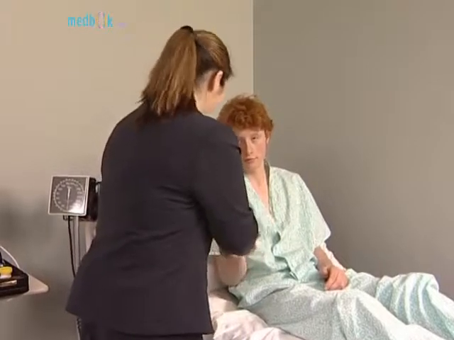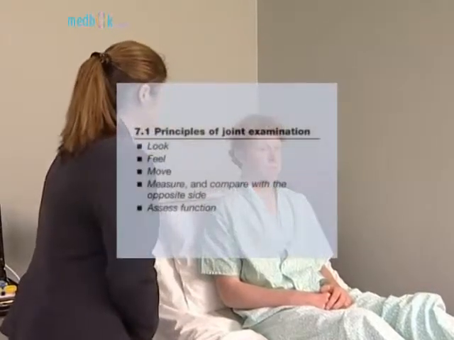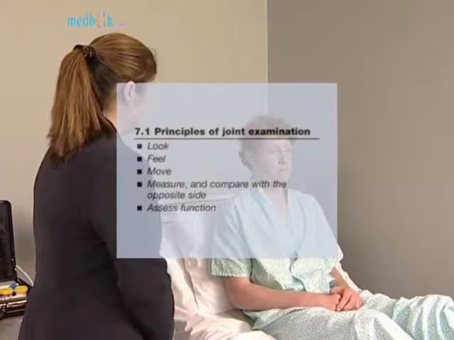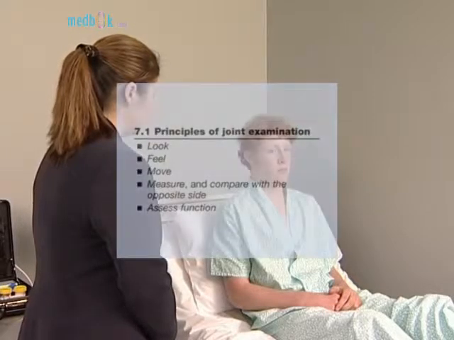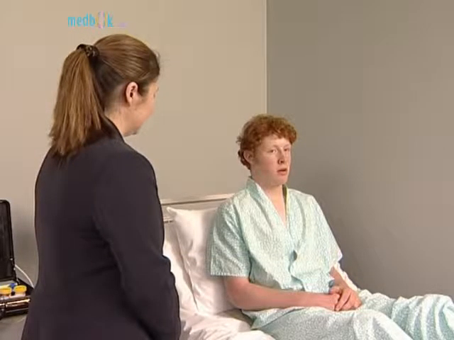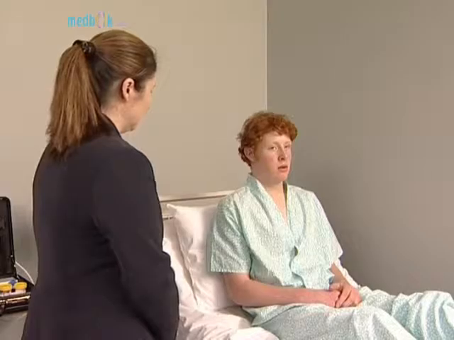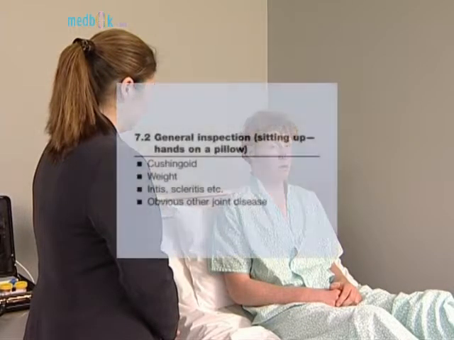The hands and wrists. The examination of the hands and wrists is usually performed to assess them for problems caused by arthritis. Keep in mind the general principles of joint examination. Look, feel, move, measure and compare with the other side and assess joint function. Begin as ever with the general inspection.